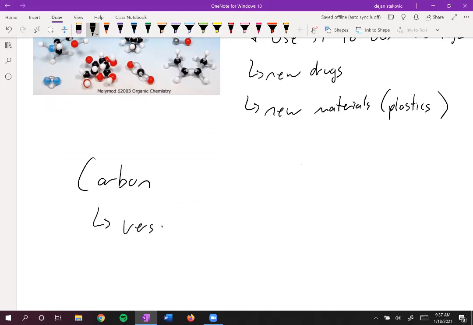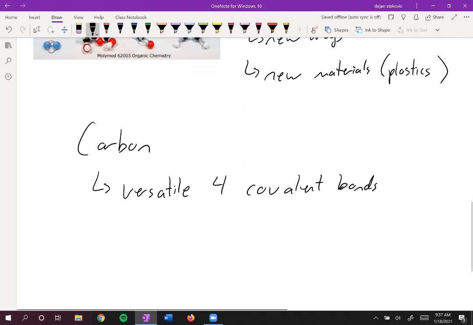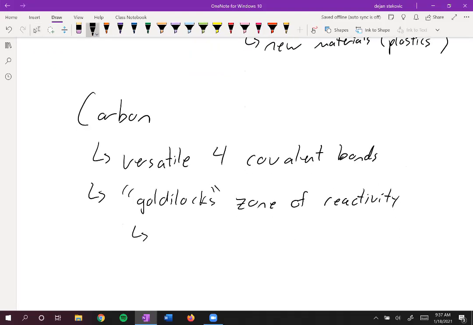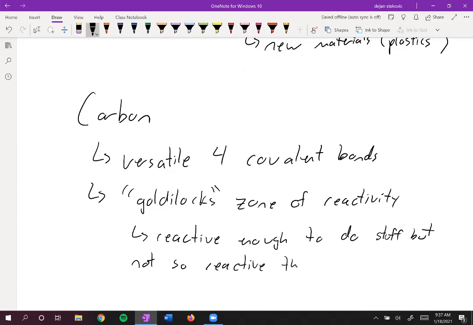It has these versatile four covalent bonds. As we'll see later, carbon can form these single, double, and triple bonds, so it can make all kinds of shapes and structures. And then not only can it make these four bonds, it's also in this kind of Goldilocks zone of reactivity. And what I mean by that is that it's reactive enough to do stuff, but it's not so reactive that it instantly falls apart.